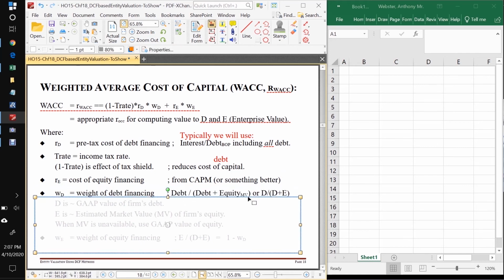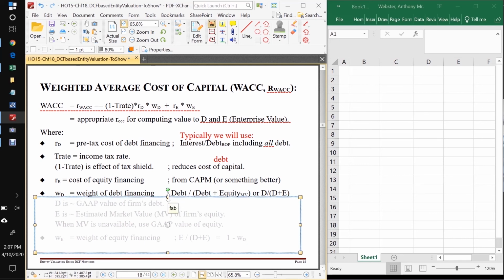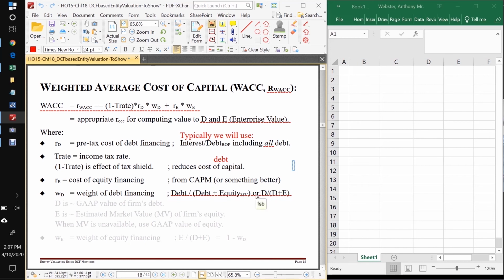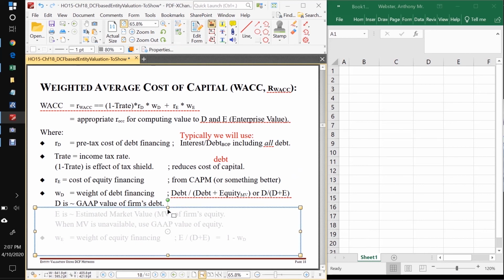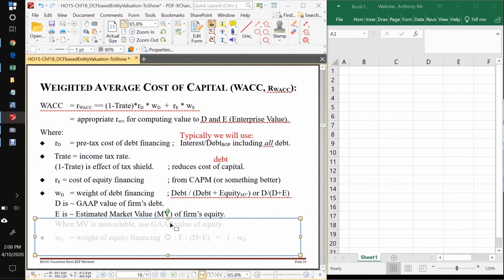So what are these little W's running around in this equation? We have a WD and a WE. WD is the weight of debt financing, and we measure the weight like this. We measure the weight of debt financing by this ratio, debt over debt plus market value of equity. And debt is pretty much going to be fine to get our debt just from the balance sheet, the GAAP value of the firm's debt. The E here, the equity market value, really should be the estimated market value of the firm's equity.